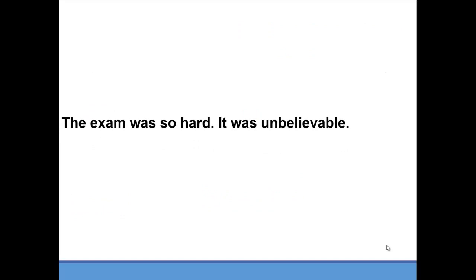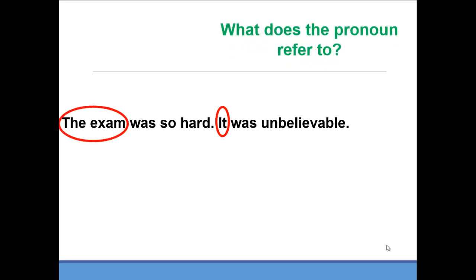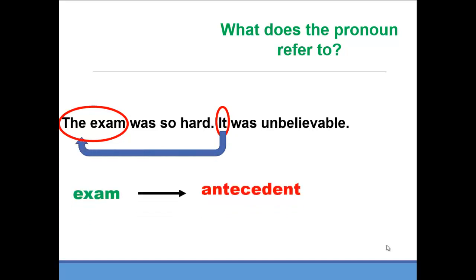Great. The exam was so hard, it was unbelievable. What pronoun do I have in the sentence? I have the pronoun it. What does it refer to? It refers to the exam. So what do I call the noun exam? I call it the antecedent.